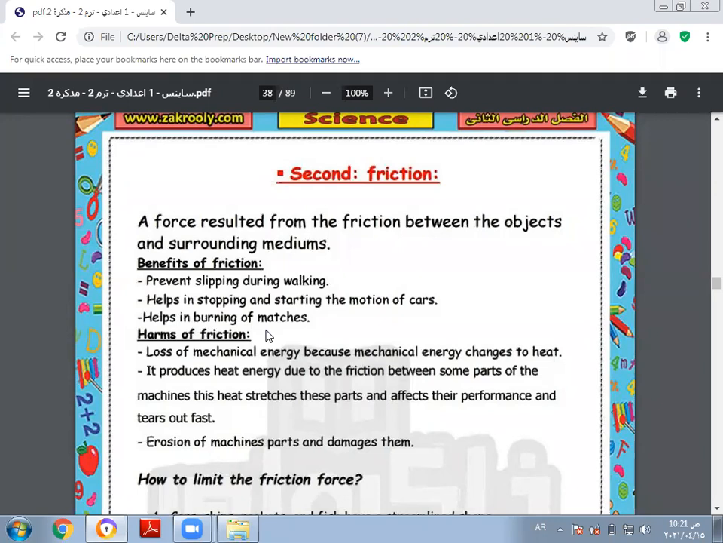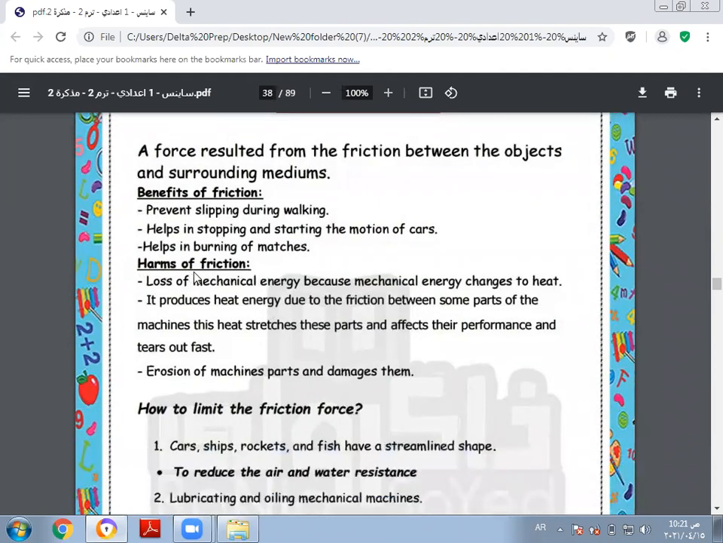Secondly, harms of friction. Number one, losses of mechanical energy because mechanical energy changes to heat. Number two, it produces heat energy due to the friction between some parts of the machines. This heat stretches these parts, affects their performance, and they tear out fast. Number three, it causes erosion of machine parts and damages them.